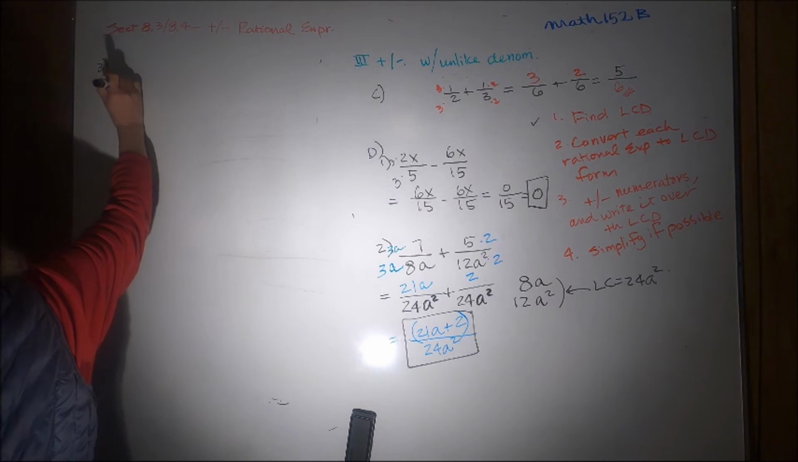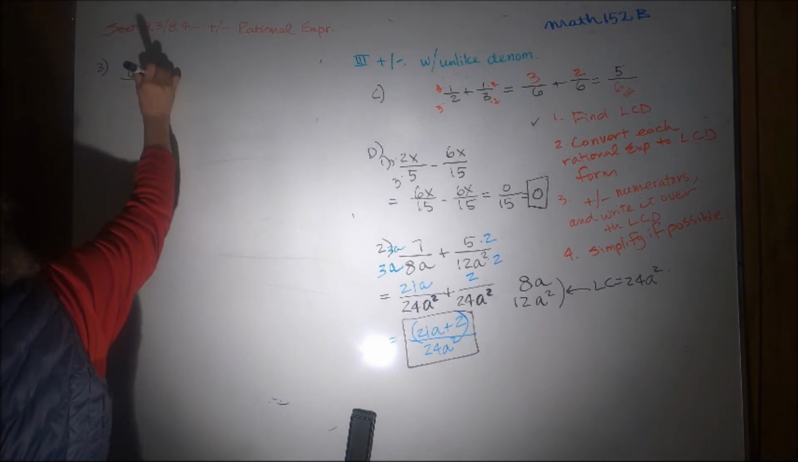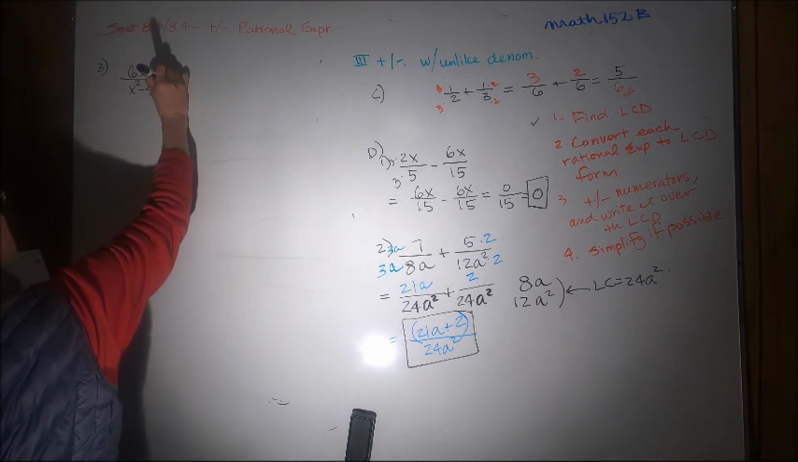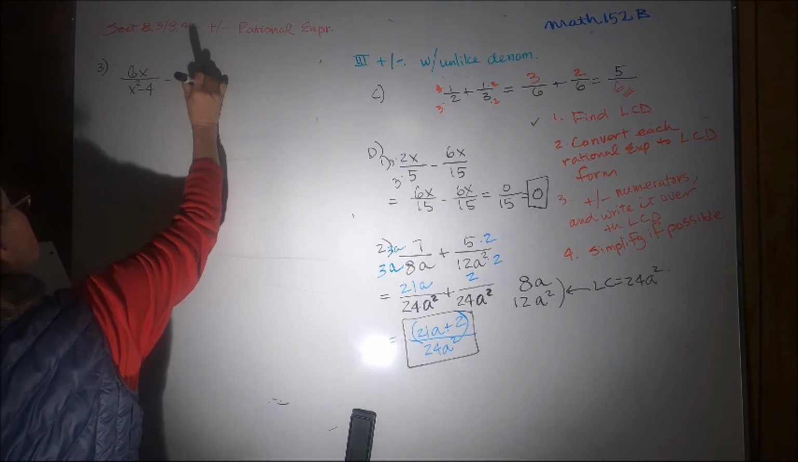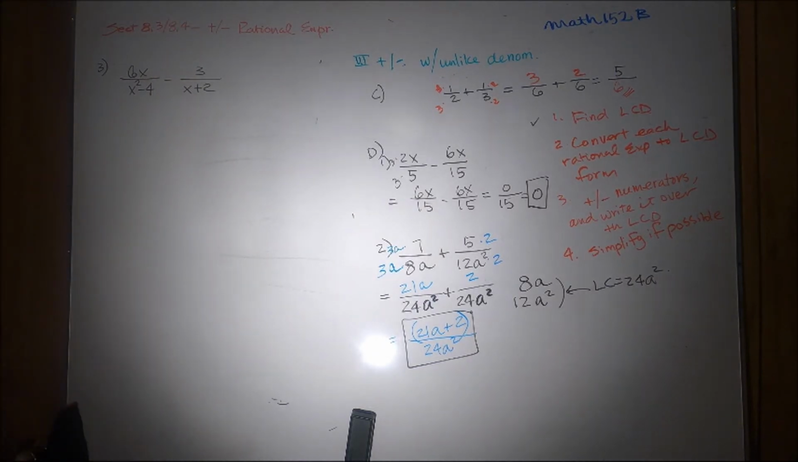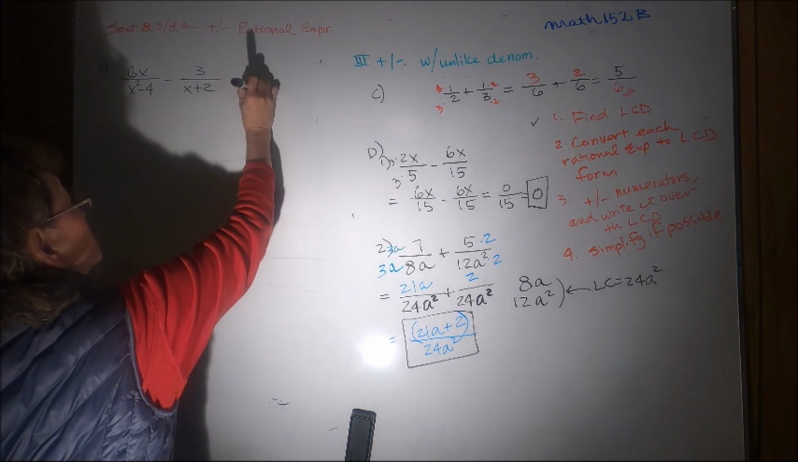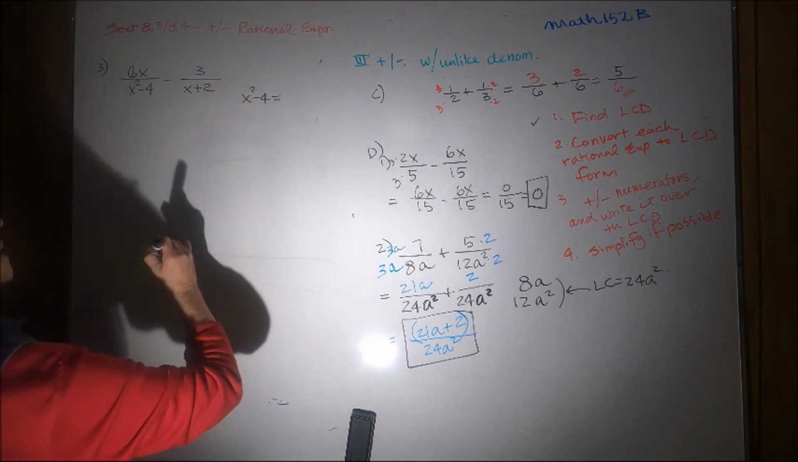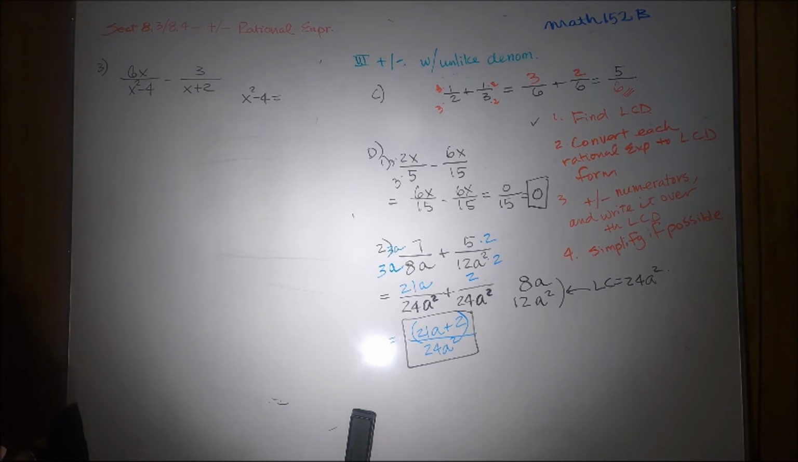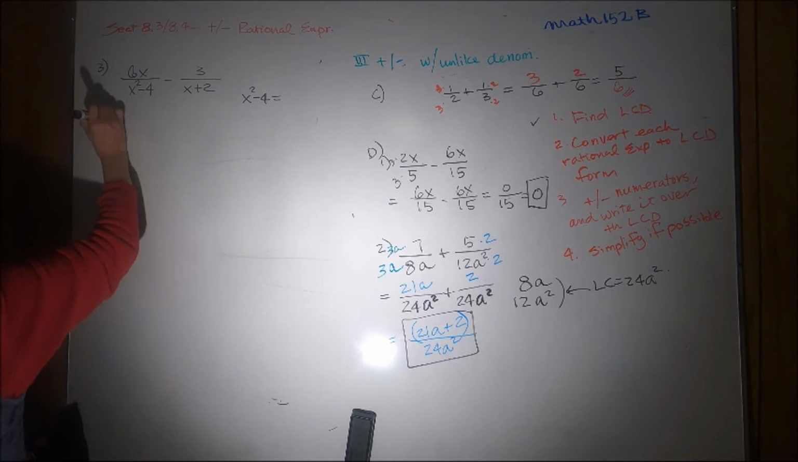Let's look at example 3. 6x over x squared minus 4 minus 3 over x plus 2. Right? So you have 2 fractions. And we want to write what? As one fraction. So, to find the LCD first, you have to check on the denominators, right? So, can we break this down to the prime form? So, first, we write in prime forms, right?